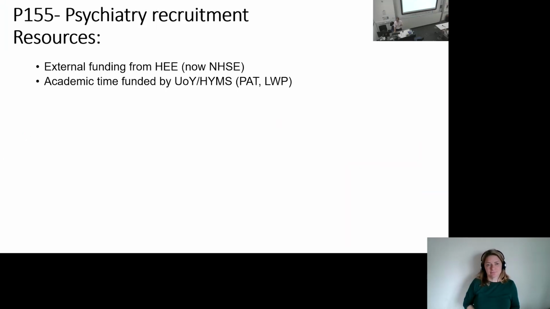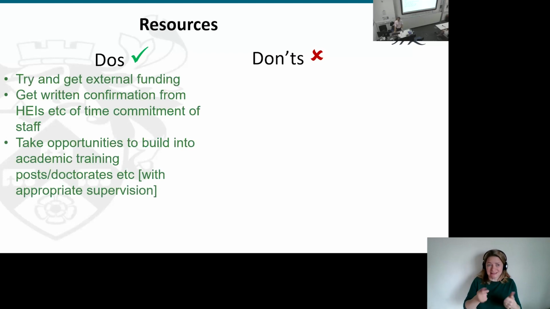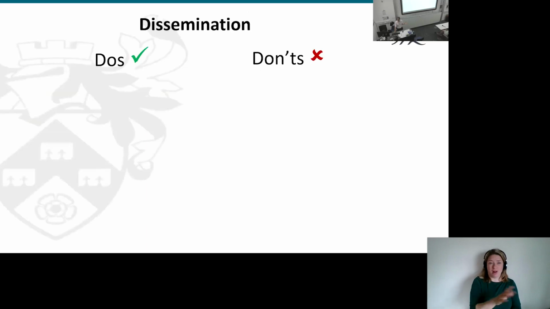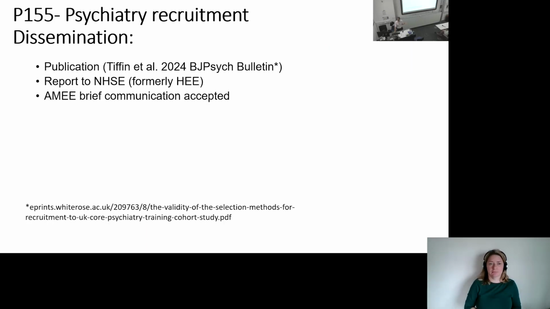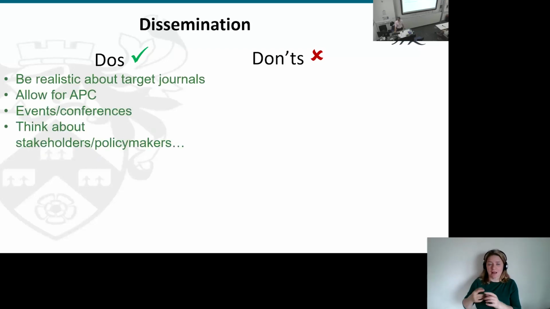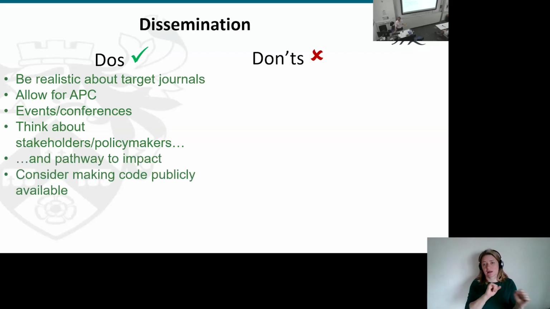So anyway, in terms of resources, do try and get external funding. Take opportunities to build in academic trainees into the project if you can. Do get institutional support in writing, and don't just give vague statements; say, this person will do it as part of their institutional role. And also in terms of dissemination, we've published it already. We've had a communication accepted for AMEE, and we're reporting it back to NHS England, which has gobbled up HEE, obviously. So be realistic about target journals, allow for article processing charges, think about the stakeholders who want to know about your results. Consider a pathway to impact.